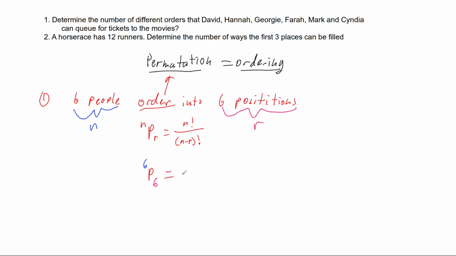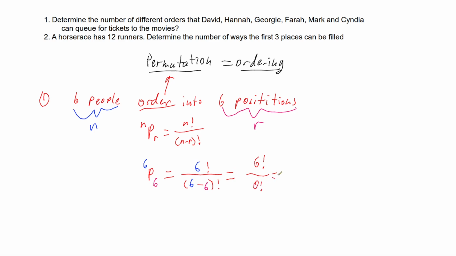And so if we go and fill that into our formula, that means n on top here is 6, and down here as well is 6, and our r is 6. And so when we go and try to work this out, we're going to have 6 factorial on 0 factorial. Now we know that 0 factorial equals 1, so we're going to have 6 factorial, or 6 times 5 times 4 times 3 times 2 times 1, all divided by 1. And if we work this out, we have 720.